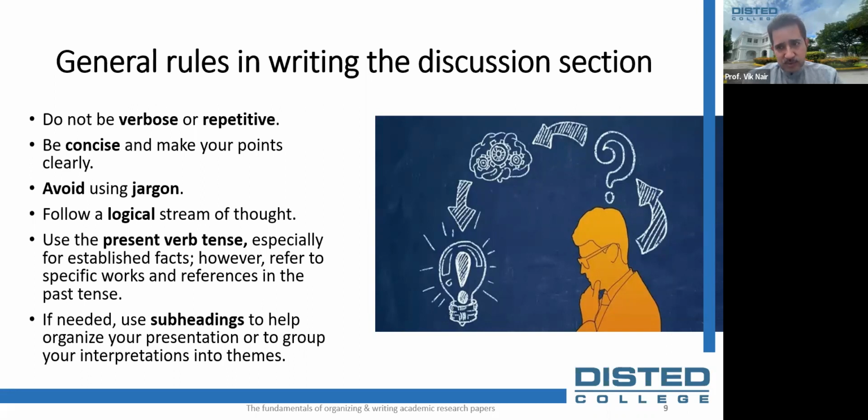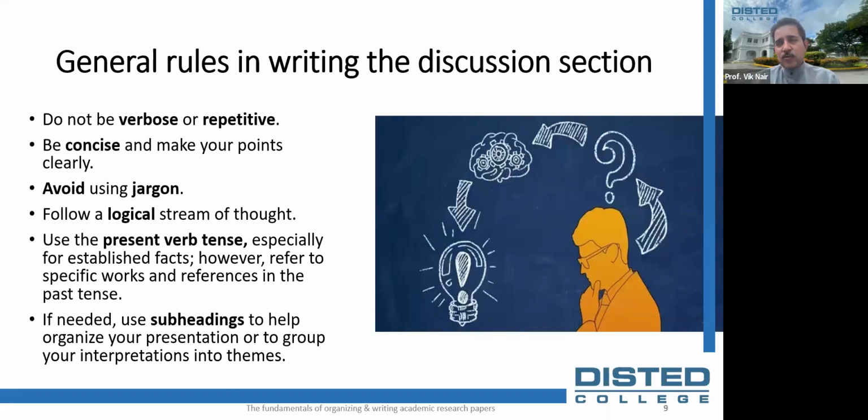Do not be verbose. Verbose here means don't be too long-winded when you write your discussion, and don't be repetitive of the same information written in a different way. Be very precise, be concise. Make your points clear, so you don't need to beat around the bush. Avoid using complicated words and jargon when you are explaining the discussion. Be straight to the point about what it means, and be logical in the way you present your findings.